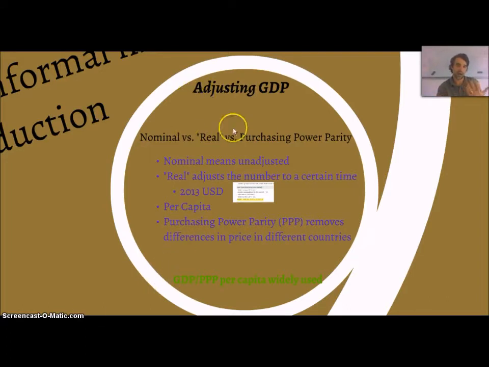So, of all the adjustments, this is one of the most widely used ones. You will often see, when comparing countries, GDP PPP per capita. It's a pretty useful way of comparing one country to the other. It's not perfect. We'll talk about that more later on.